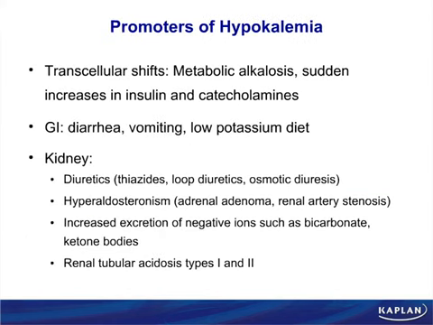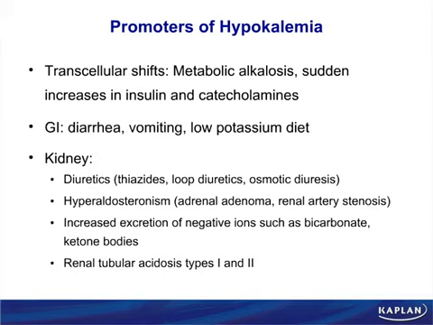Hypokalemia is seen in transcellular shifts. We mentioned metabolic alkalosis. We said a sudden increase in insulin, because it activates the sodium-potassium ATPase, can also cause hypokalemia. GI losses, that's an important one. Diarrhea, vomiting, and low potassium diet can cause hypokalemia. That's an important loss. Renal losses, this is an important one too. Any high flow states in the kidneys can promote renal losses of potassium. This is an important one. That includes thiazide diuretics, loop diuretics, osmotic diuresis of any cause.